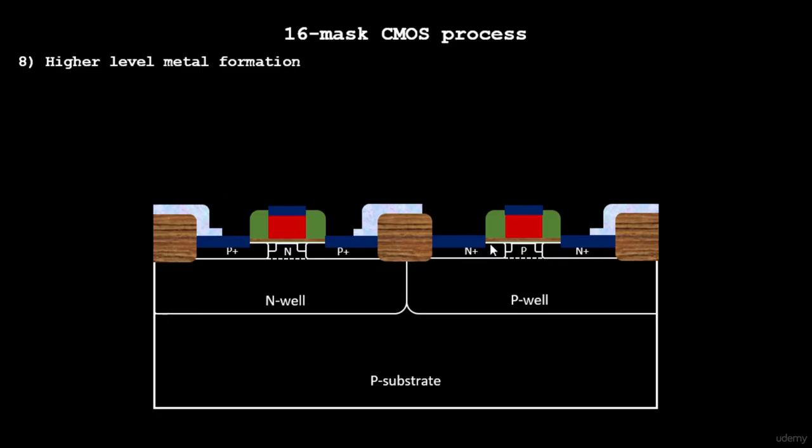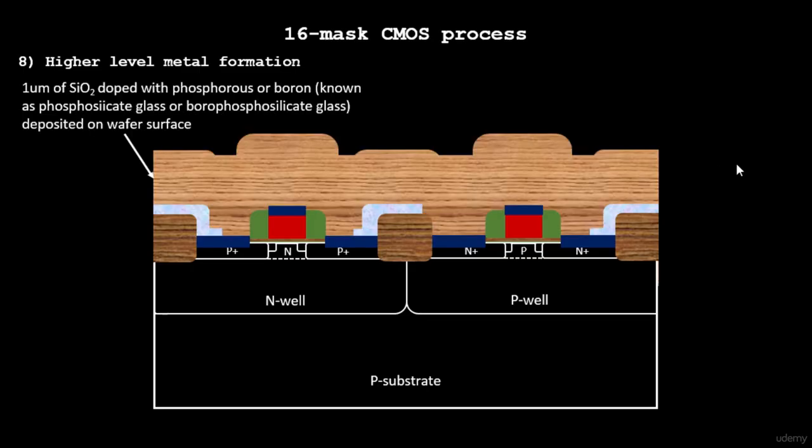So this is how your source and drain will look. The P plus will penetrate more into the N well, the N plus will penetrate more into the P well, and this is your source and drain for your PMOS. This becomes the source and drain for your NMOS. This process is referred to as high temperature annealing.